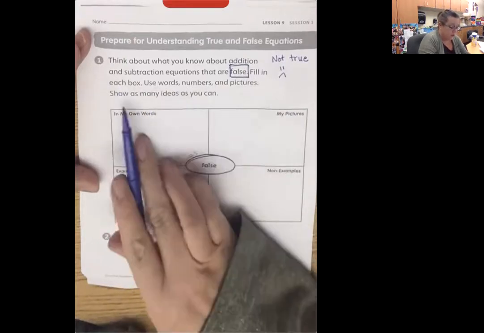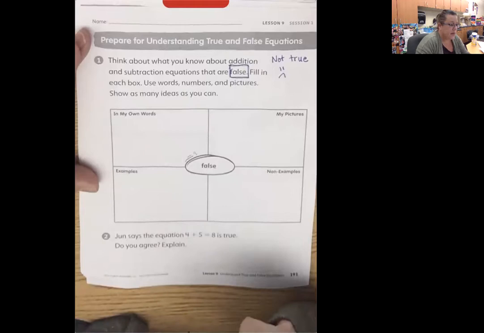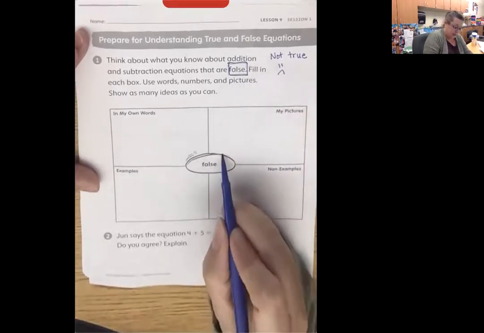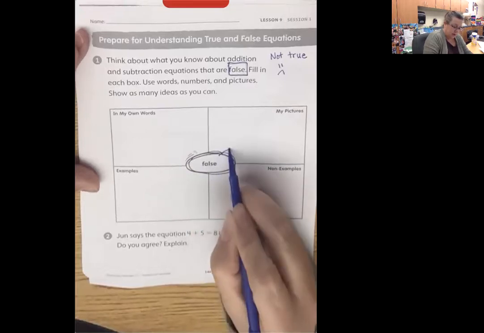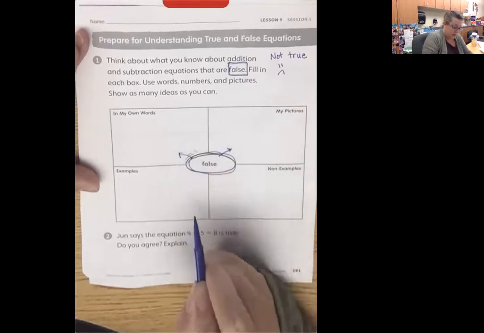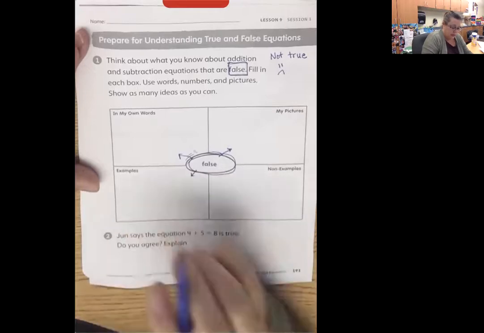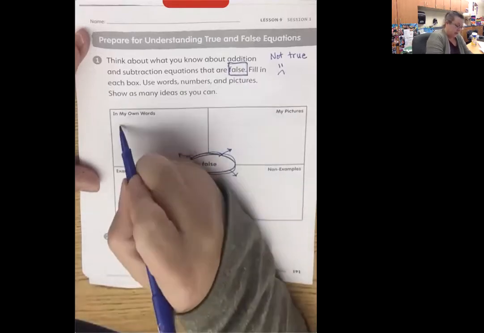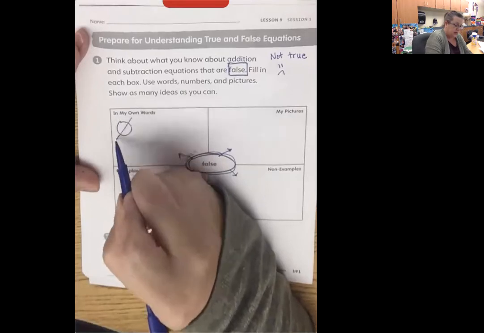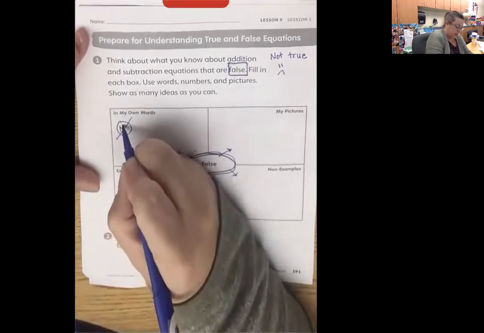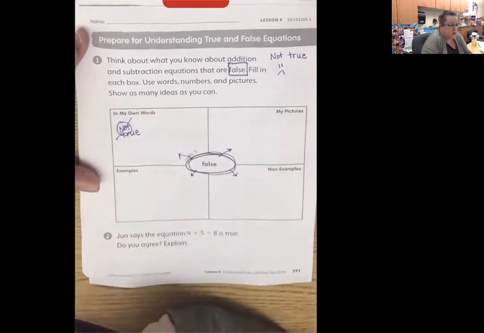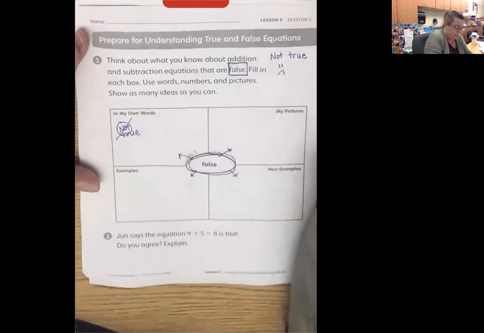Okay, fill in each box. Use words, numbers, and pictures. Show as many ideas as you can. So if something is false, that's what this is. Okay, we're going to be talking about false using pictures, false using our own words, different examples, and non-examples. So if something is false, it means it is not true, right? It is not true, okay?